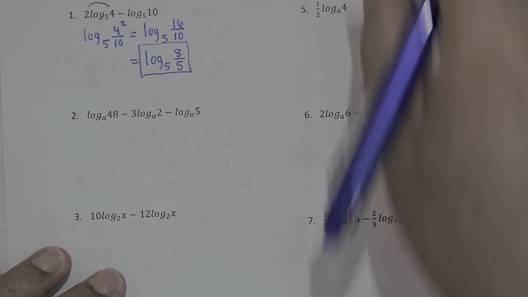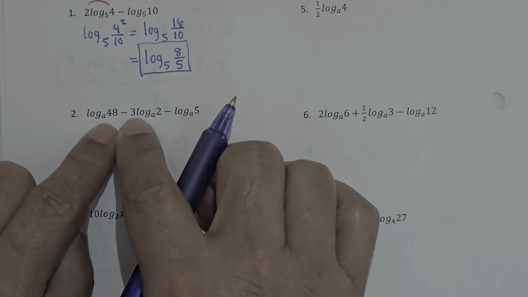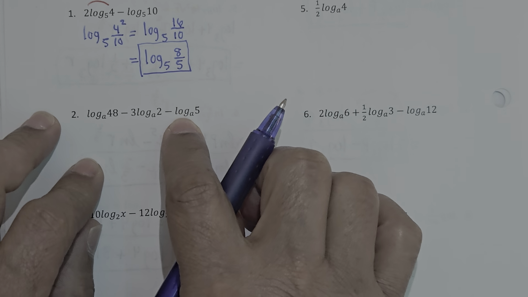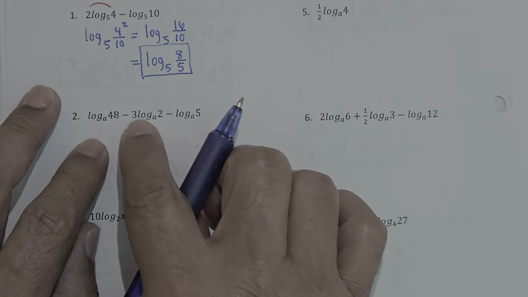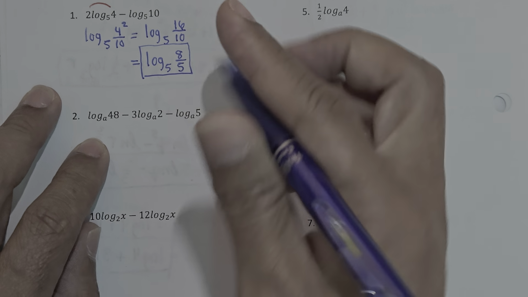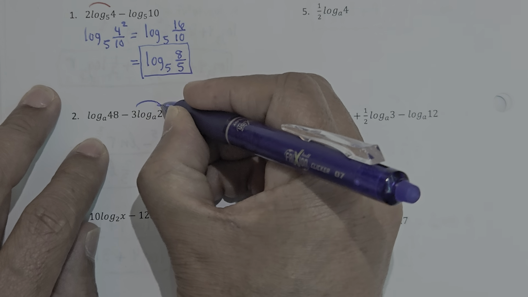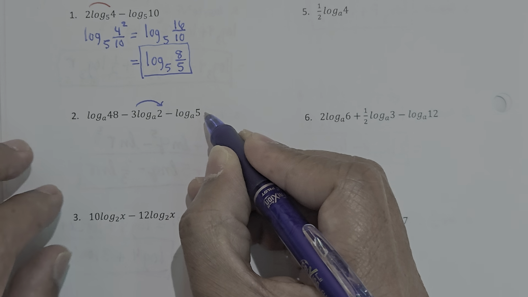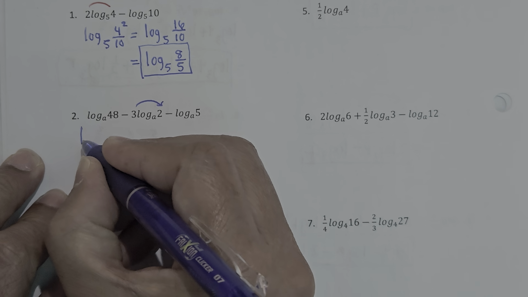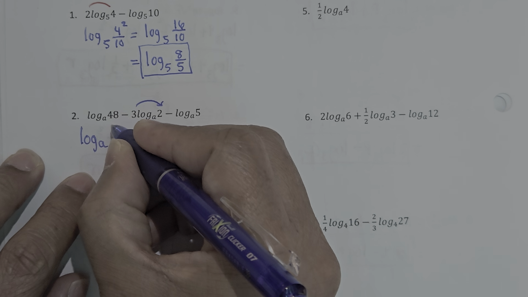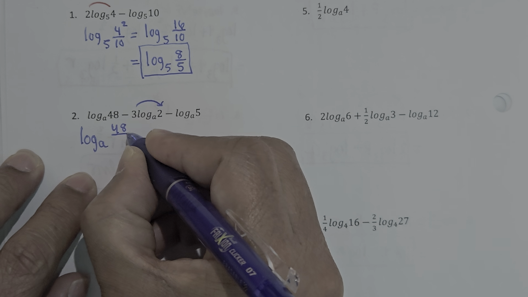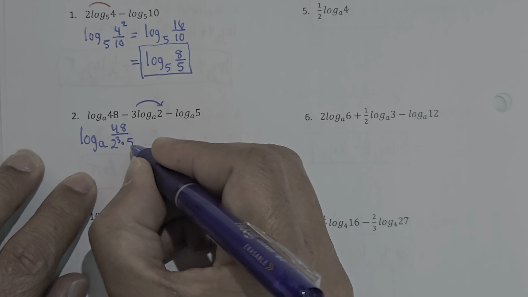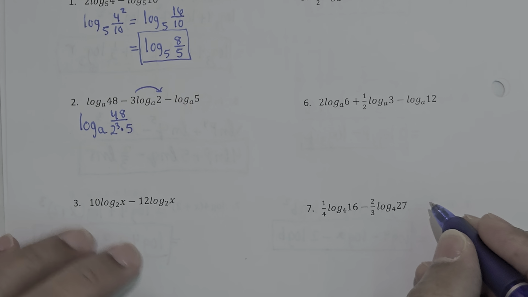On the next example, we have log base A of 48 minus 3 log base A of 2 minus log base A of 5. So we don't have powers, we only have quotients. Notice this is minus, this is minus. Actually, this 3 is a power, right? So when I condense, 2 to the third and 5 times 5 are going to go in the denominator. I'm going to condense to a single log. So this is log base A of the number 48. That goes in the numerator. And then 2 to the third times 5 go in the denominator, applying the quotient rule.